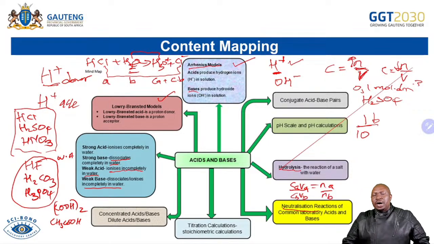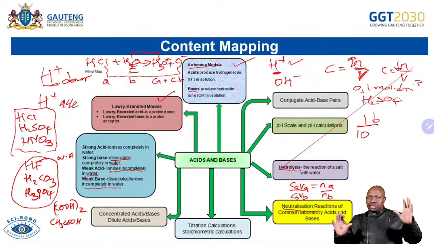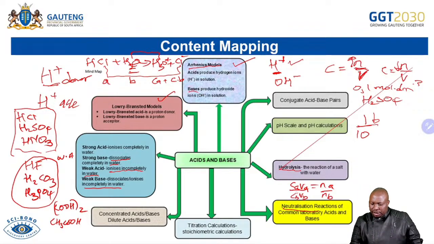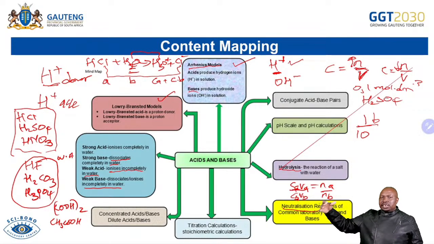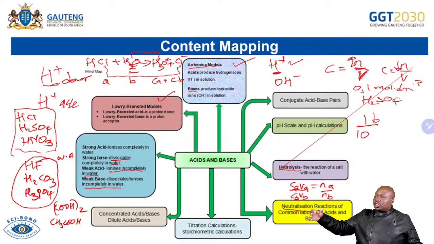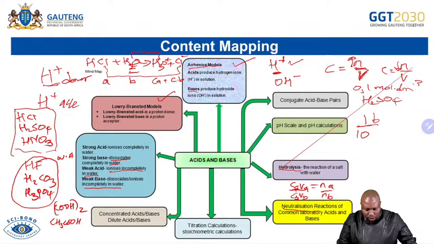Remember, during titration, we now have two concentrations: the concentration of an acid and the concentration of the base. Because we are reacting an acid and a base, they are undergoing neutralization. Hence, neutralization is a reaction between an acid and a base to form salt and water. Remember, hydrolysis is the reaction of salt with water, and that salt is the product of neutralization. So I hope you got that.